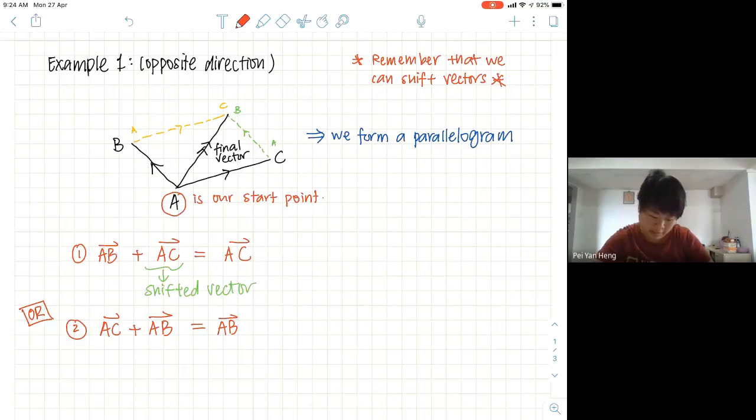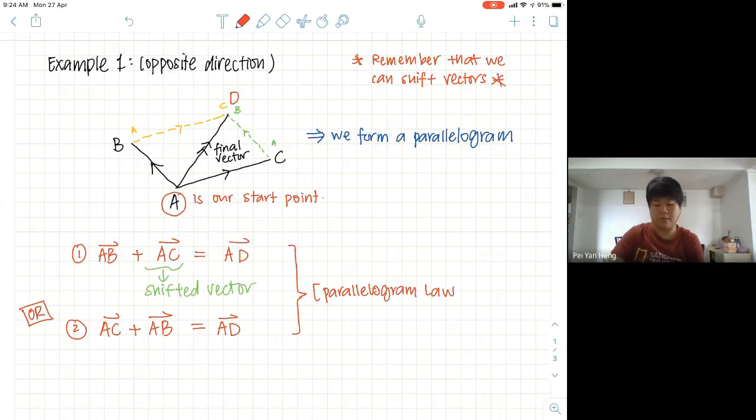Let's call this a new point, D. So here would be D. This is D. So this is what we call a parallelogram law, because what we are doing is we are actually drawing a parallelogram to add the vectors.